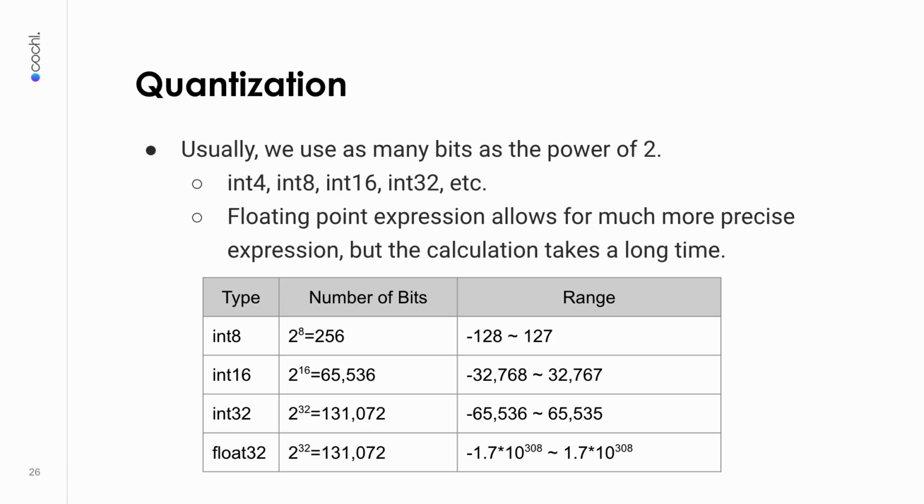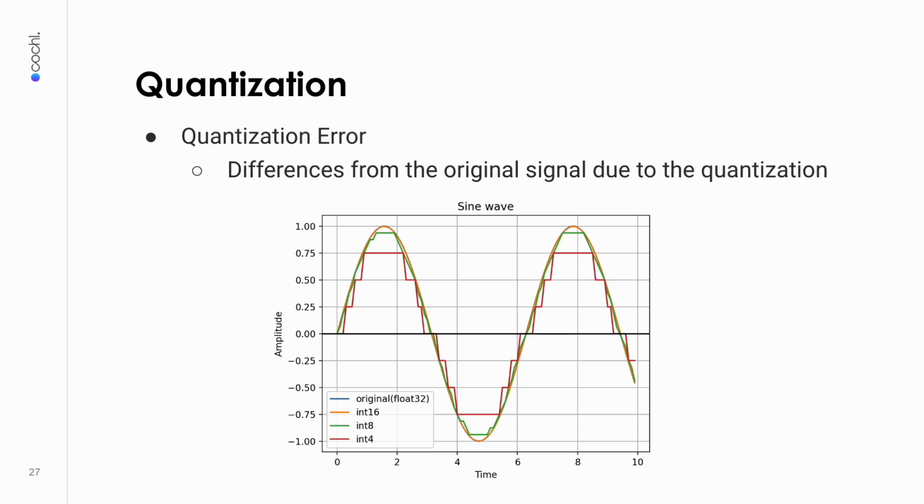Float 32 is a real number representation of data that can be quantized with greater granularity and a wider range of numbers than int. You can simply think of it as the quantization method that is closest to the original sound. When quantization causes differences from the original signal, we call it quantization error. If you look at the picture, you can see that the orange line, which is a quantized original signal with int 16, manages to maintain the original signal. But as fewer bits are used, the original signal cannot be expressed properly.